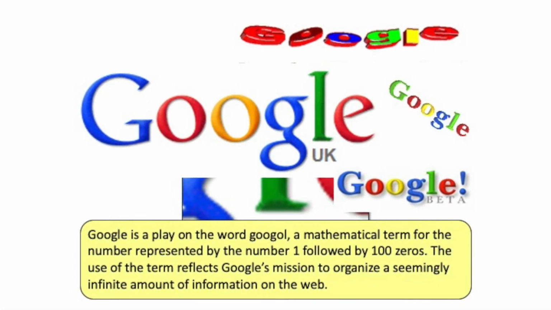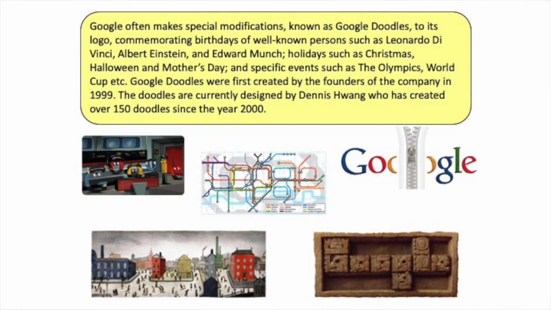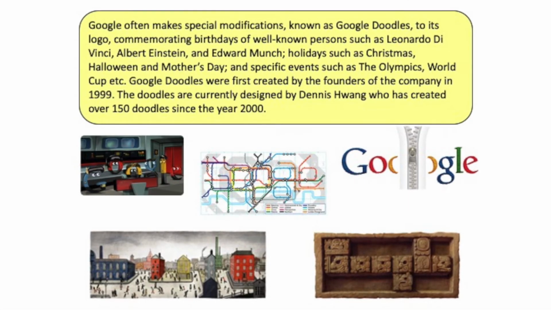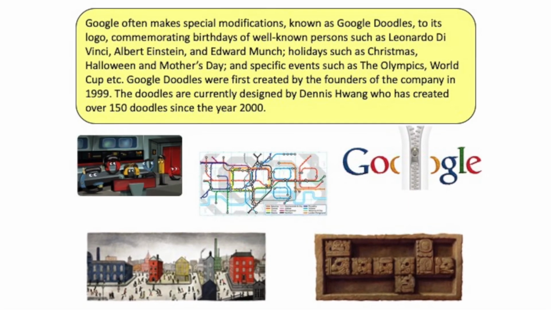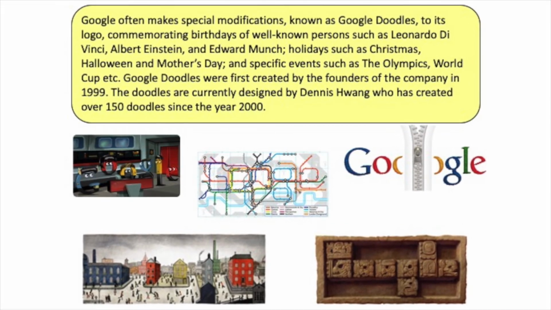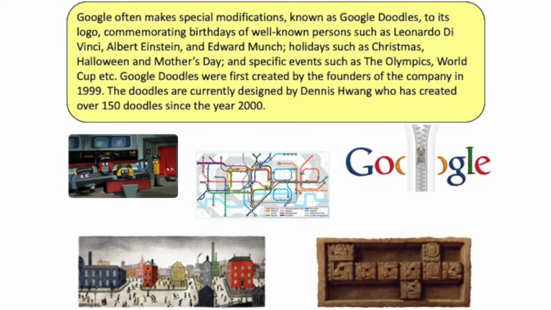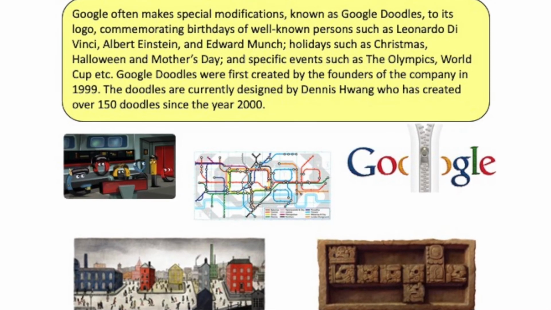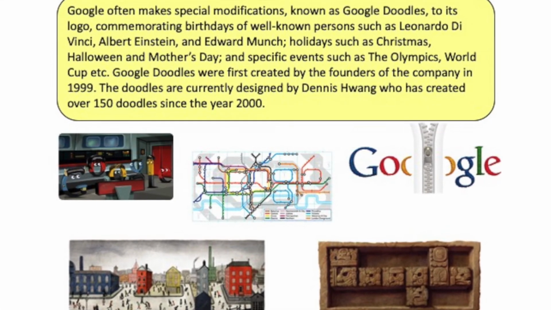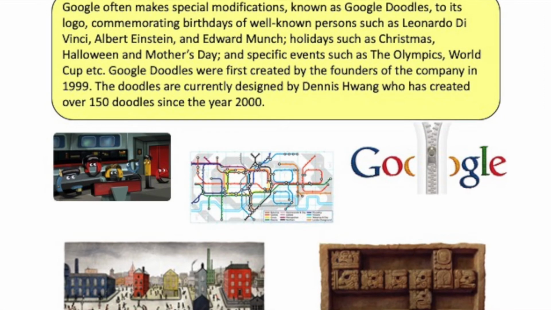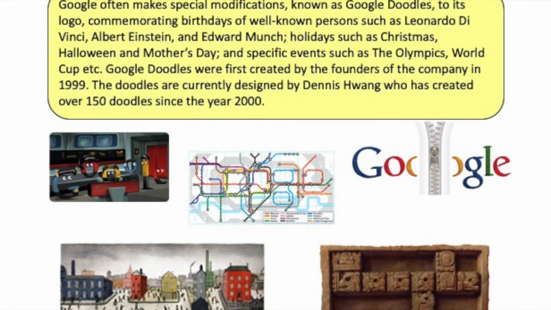Now, this logo is interesting because Google often makes special modifications. So they'll change their logo, like this one that has a zipper, or the one that looks like a subway map. They'll change their logo to honor different people. They also ask students sometimes to design the Google logo.